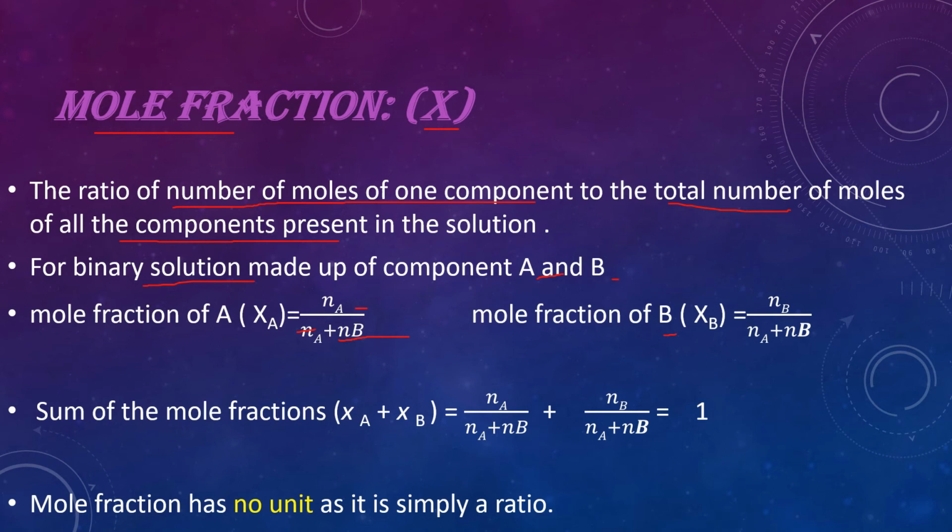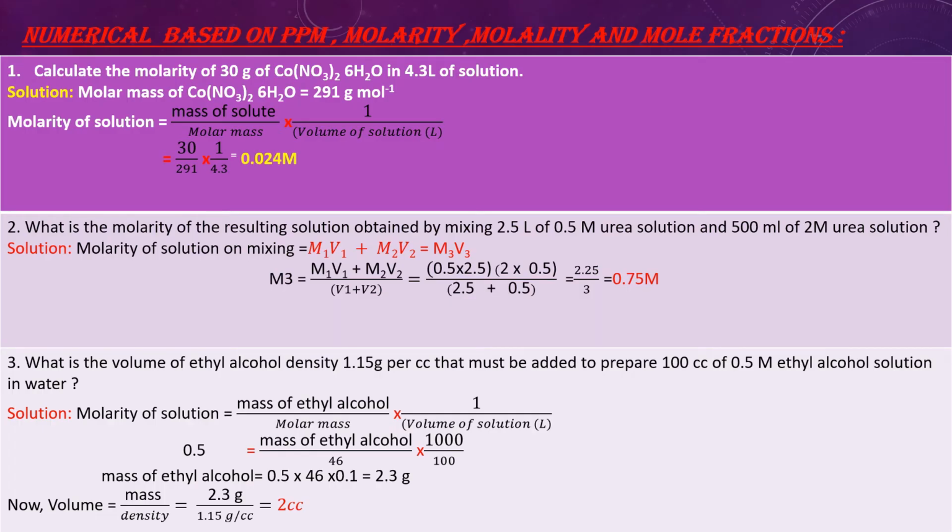Now one more thing to remember is that sum of the mole fractions of all the components present in the solution is always equal to 1. So we can find out the XB as 1 minus XA. Second important thing to note is mole fraction has no unit because it is simply a ratio. Now let us take some numericals which are based on part per million, molarity, molality and mole fraction. So the first one is calculate the molarity of 30 gram of Co(NH3)6 whole twice 6H2O in 4.3 liter of solution.